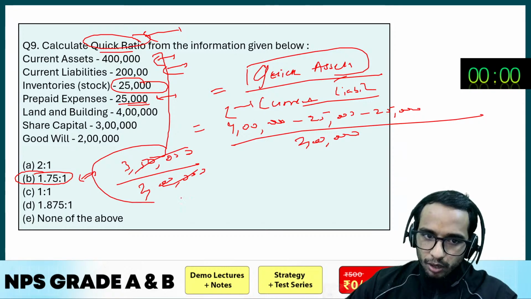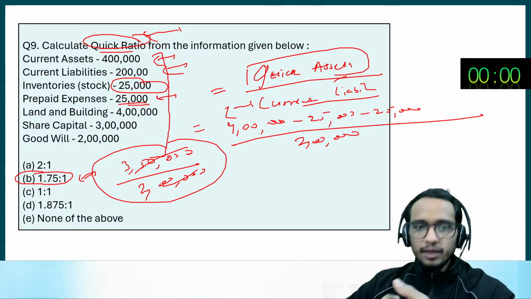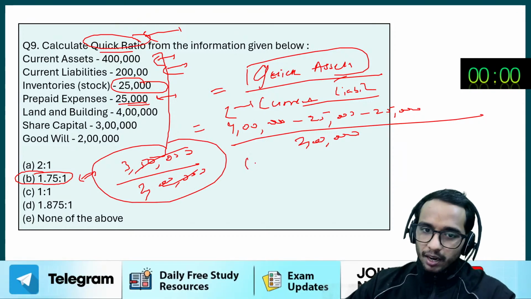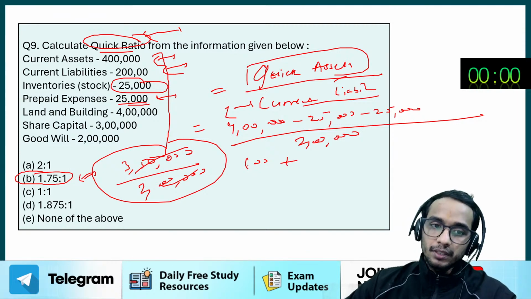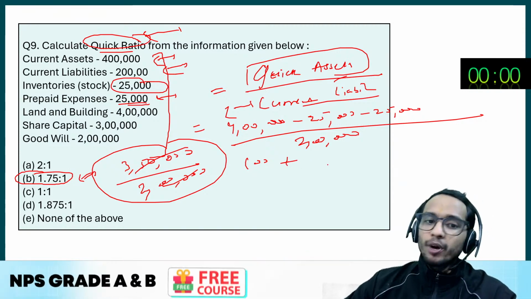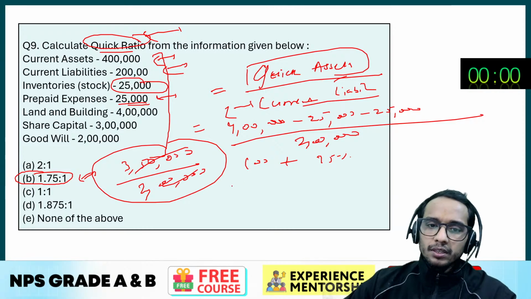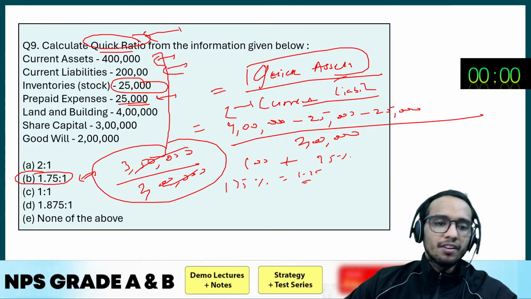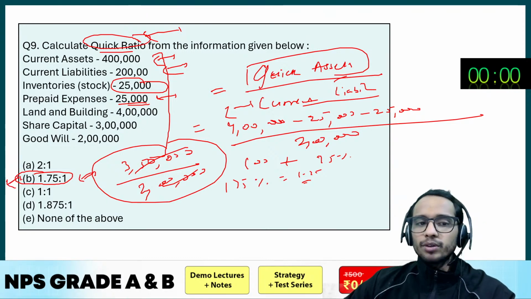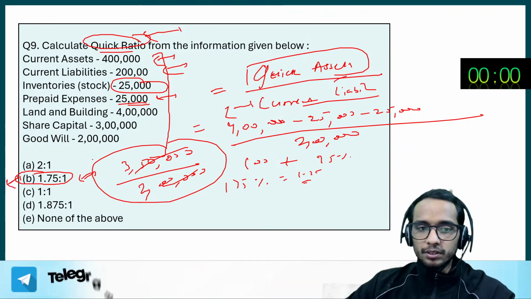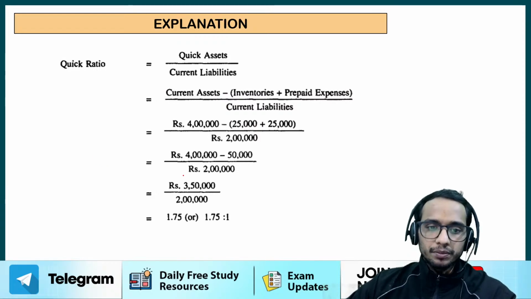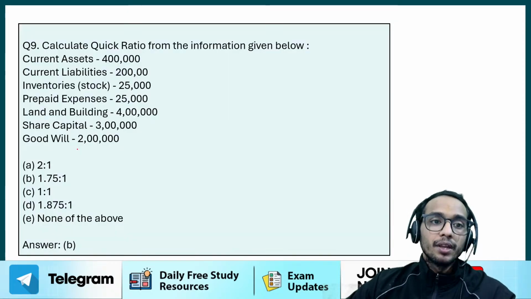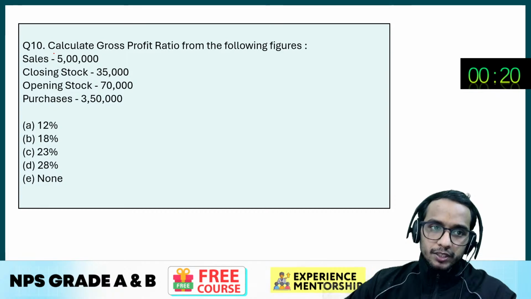ठीक है, डिवाइड तो कर लोगे ना मेंटली. ठीक है, 2 लाख को 2 लाख से किया हमने तो 100% आ गया. 100% के बाद फिर आपका ये कितना है, 1.5 लाख है, तो 75% हो गया. ठीक है, तो 175% हो गया. 175% इज 1.75:1. कूल. ये डिवाइड कर सकते हो, कैलकुलेटर से भी कर सकते हो, चाहो तो फिजिकली कर लेना. ठीक है, चलो नेक्स्ट क्वेश्चन. सी, आंसर इज 1.75:1.